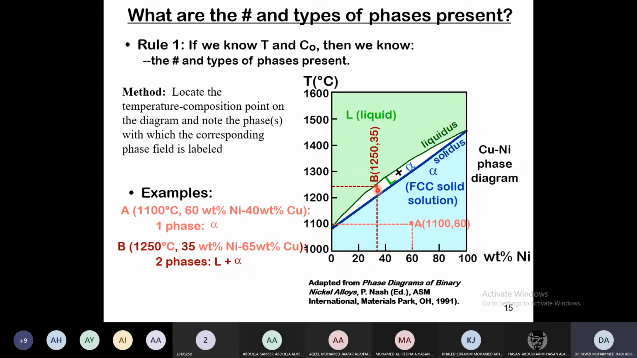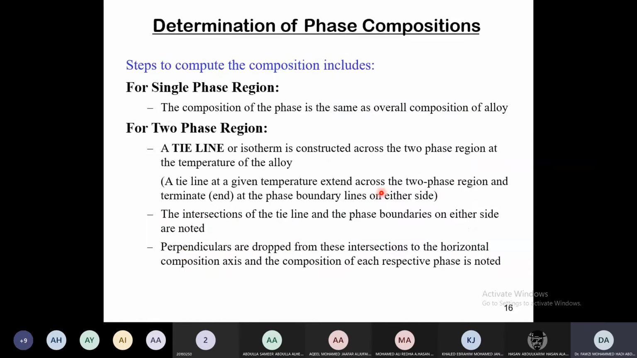And once you indicate the point where you are in the phase diagram, you will say how many phases you have. You basically have two phases. What are they? They are the liquid solution and the alpha solid solution. So you are in the two-phase region basically. As simple as that. This is very simple to locate and understand what you have.